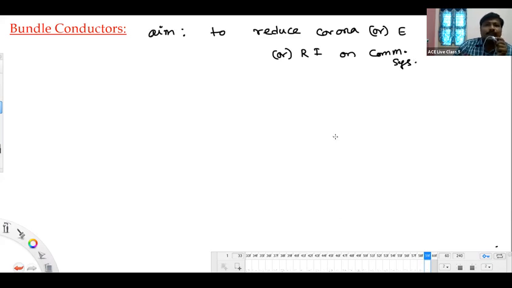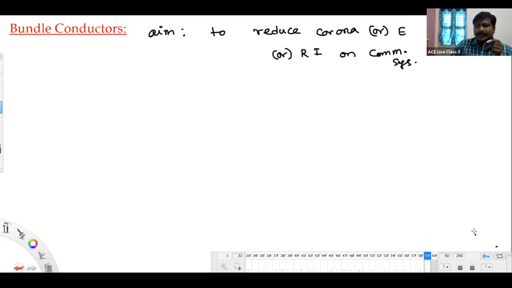In the bundle conductor system, we keep two or more conductors in each phase. For example, in phase A, I'll keep three conductors: A1, A2, A3. Phase B, three conductors, B1, B2, B3. Phase C, three conductors, C1, C2, C3. The number of conductors we keep in each and every phase are generally called subconductors.